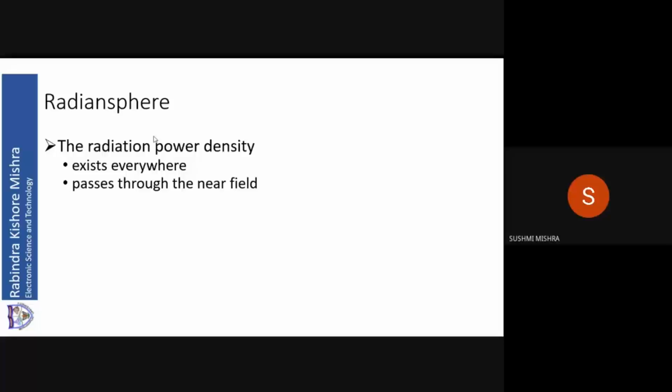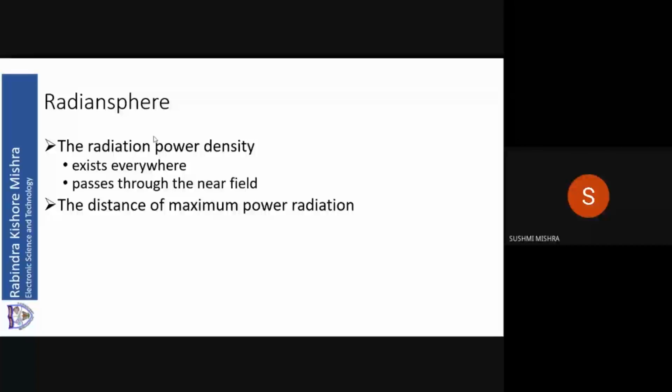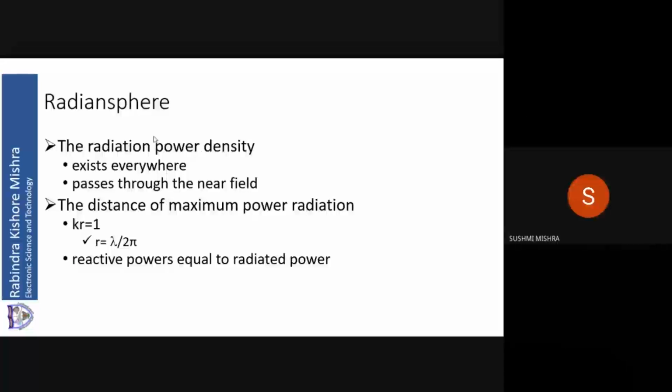So in the near field, this is also there, which means the distance of maximum radiation power can be obtained if you consider this. Now where will that occur? That will occur if Kr is equal to 1. You know K is equal to 2 pi by lambda. So 2 pi by lambda R is equal to 1. That gives me R is equal to lambda by 2 pi. So if R is equal to lambda by 2 pi, then we get the distance of maximum power radiation.